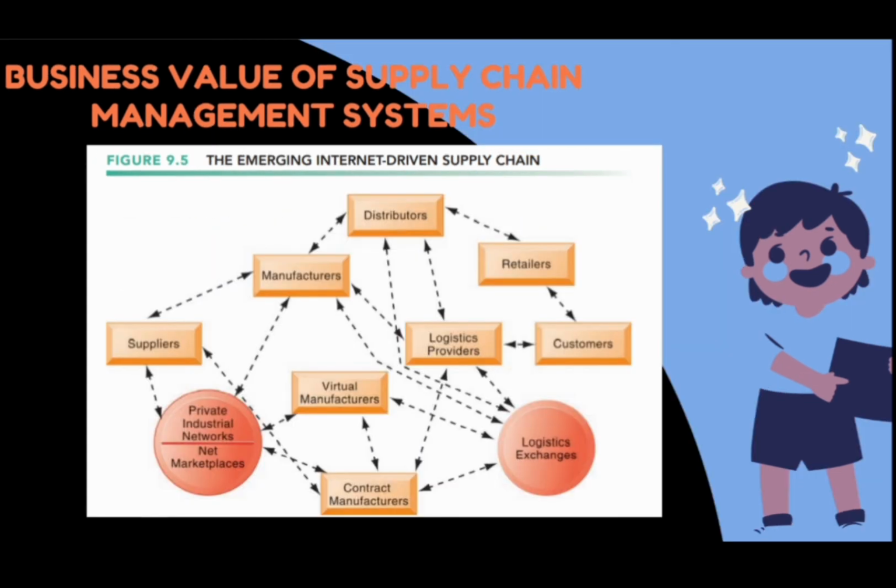Figure 9.5 is the emerging internet-driven supply chain. The emerging internet-driven supply chain operates like a digital logistic nervous system. It provides multi-directional communication among firms, networks of firms, and e-marketplaces so that the entire network of supply chain partners can immediately adjust inventories, orders, and capacities. Total supply chain costs represent the majority of operating expenses for many businesses, and in some industries approach 75% of the total operating budget.